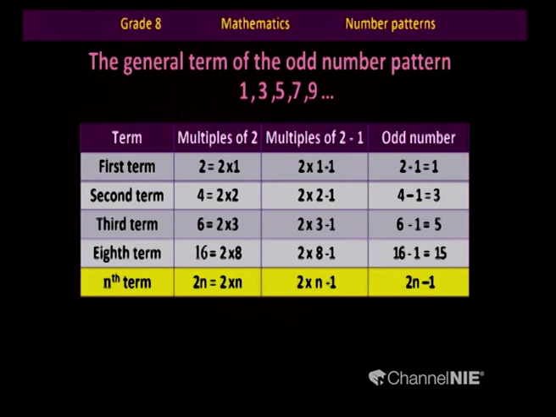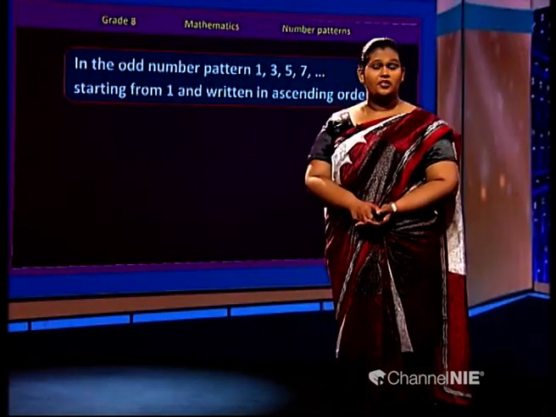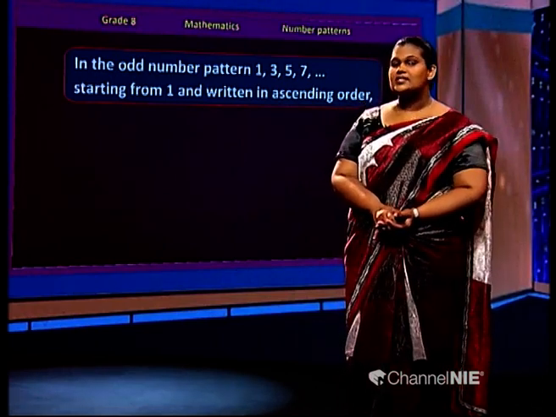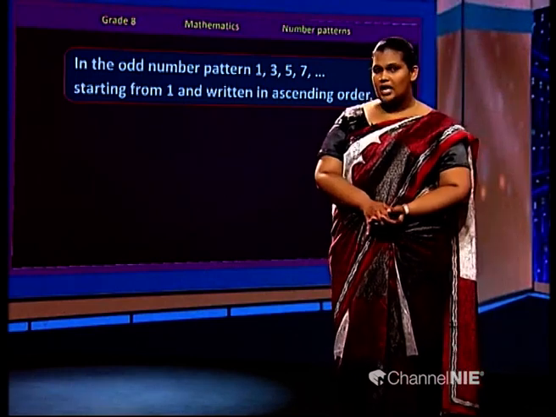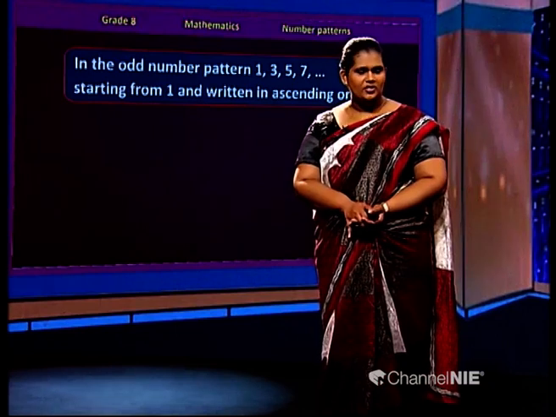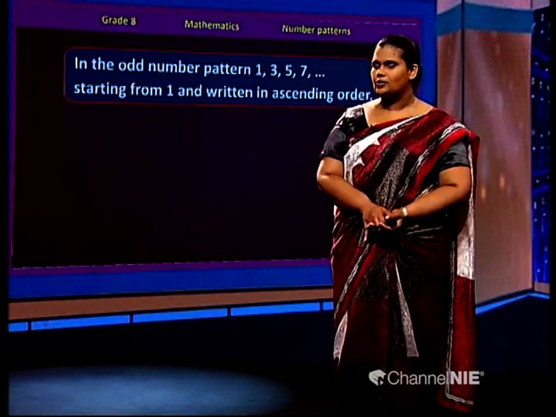Therefore, we can say the general term of the odd number pattern starting from 1 and written in ascending order is 2n minus 1. Right. Now, we know the general term of the odd number pattern as well. So, we will try to use this general term in a few questions, and we will see whether it helps us to find the answers quickly.